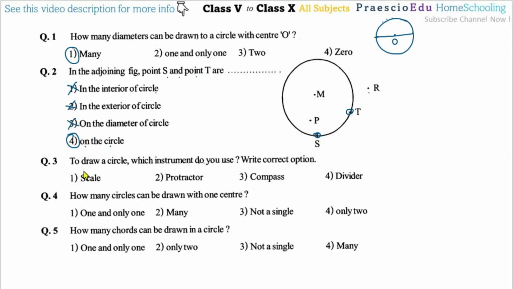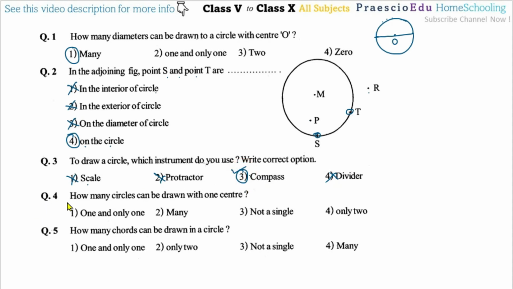So option number 4 is the correct one. Then question number 3, to draw a circle, which instrument do you use? Write the correct option. So to draw the circle, do we use the scale? No. Protractor? No. Then compass? Yes, compass. And divider? No, divider not. So option number 3 is the correct one.